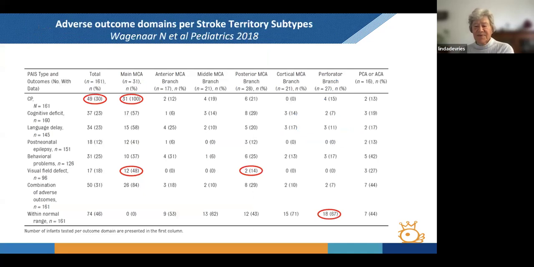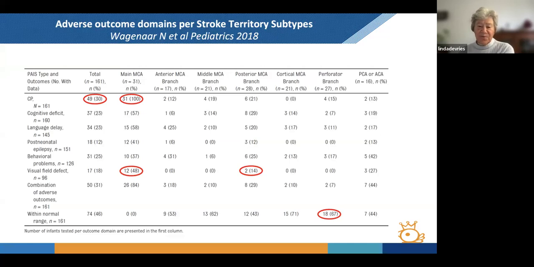And I think this table is very helpful when you talk to the parents. People always tend to say, well, if you have a stroke, then you have a 30% risk of developing cerebral palsy. And yes, that's correct. When you look at the whole population here of 161 babies, then indeed almost a third did develop a hemiparesis.